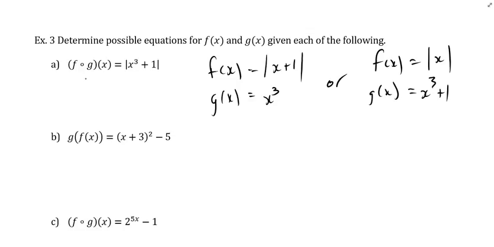B. Somebody want to try B? Go for it. And this is g at f of x, so you just got to put them in backwards. But yeah, Vivian, go for it. G of x is like x squared minus 5, and then f of x is x plus 3. Nice.